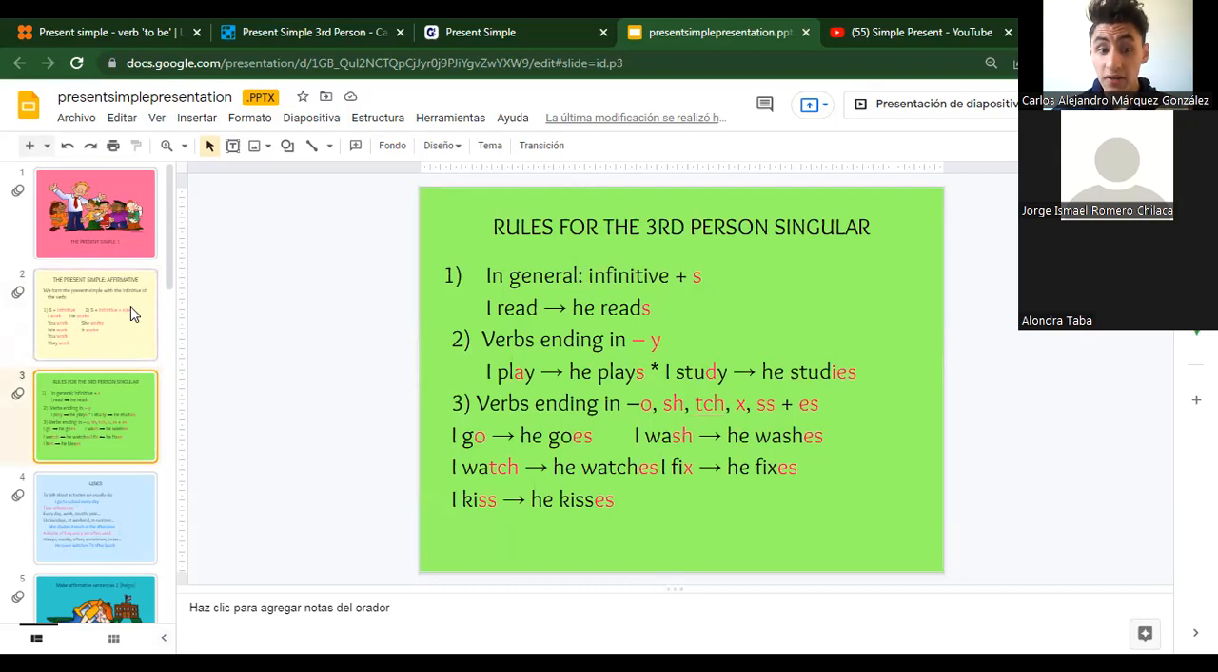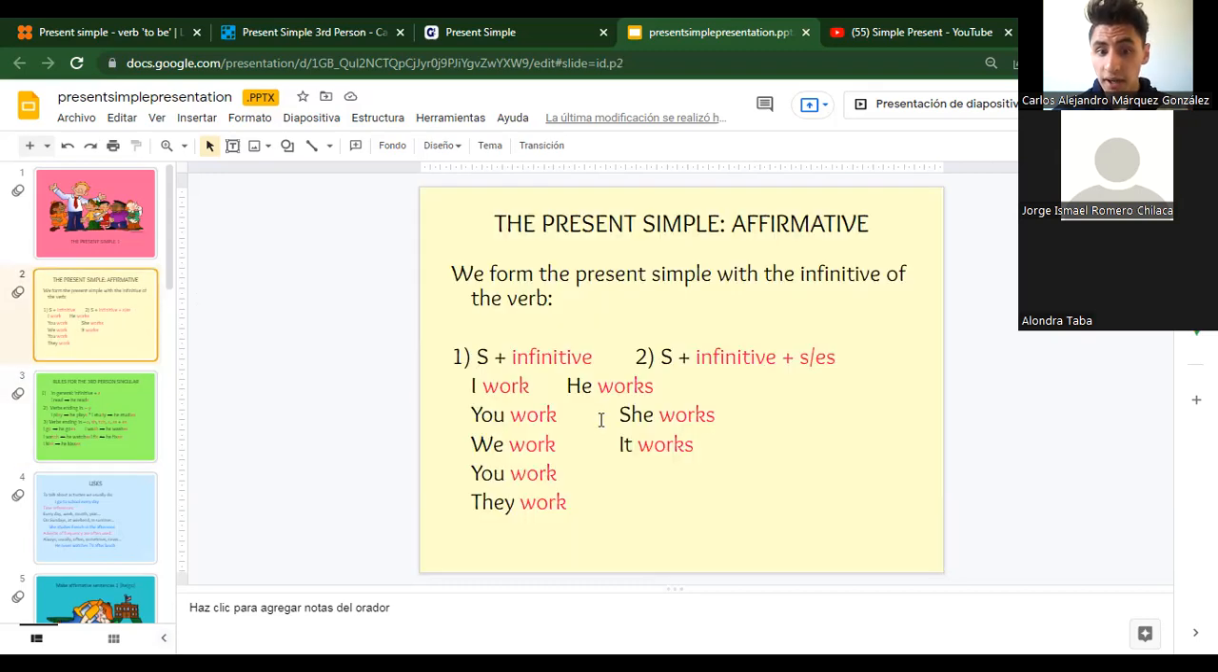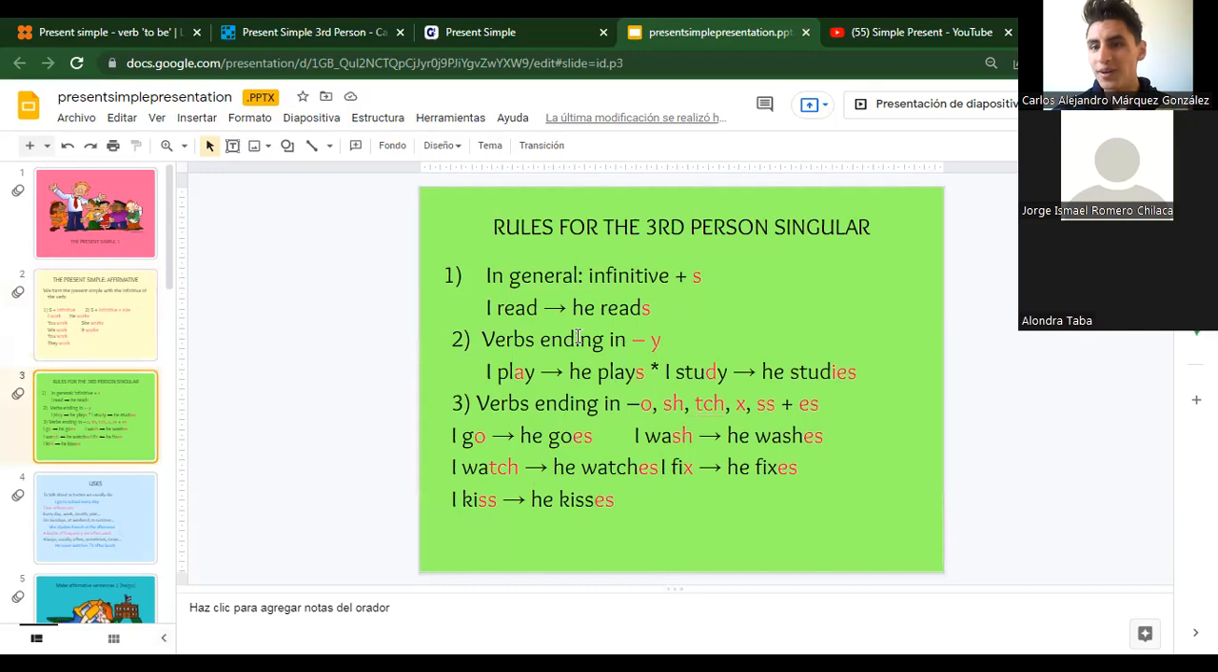Remember that I told you that when we conjugate he, she, and it in present simple affirmative sentences, we add a letter S at the end of the verb. But we also have to follow another criteria. For example, for the majority of verbs, we're going to add a letter S. For example, work, works, breathe, breathes.